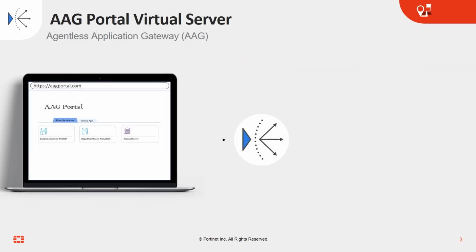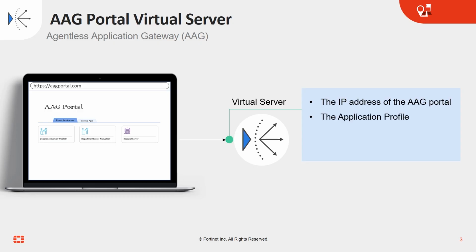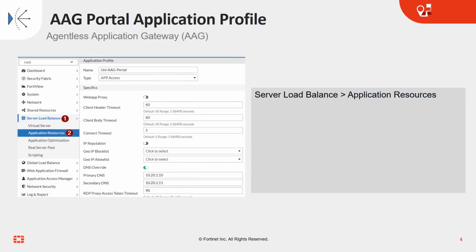To allow users to access the AAG portal, you must create a virtual server that defines the portal's public-facing address and applies the appropriate application profile and access policies. If the AAG portal includes native RDP or remote APP bookmarks, you must also enable the RDP proxy to handle RDP traffic securely. First, create an application profile for the AAG portal.